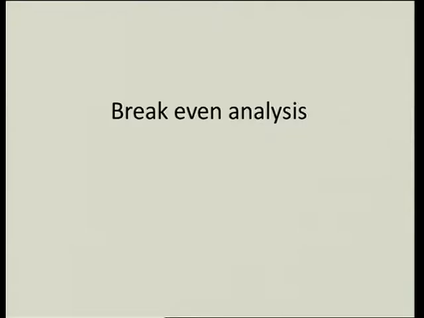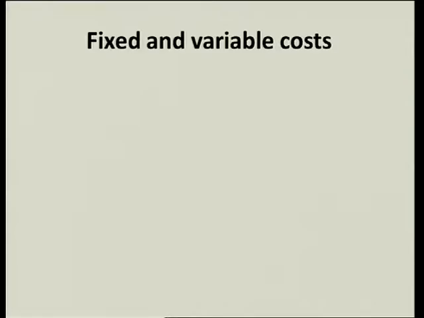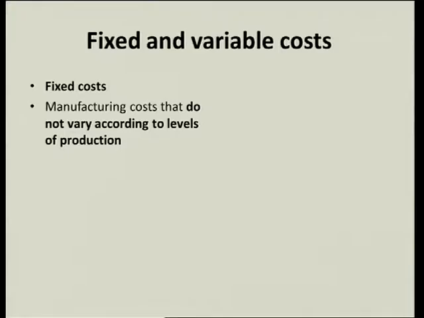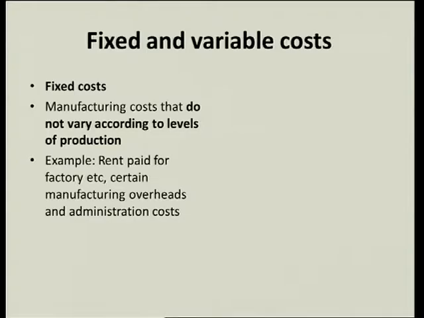Right, break even analysis. Before you can do break even, you have to know the difference between fixed and variable costs. Fixed costs are manufacturing costs that do not vary according to production levels. In other words, if you produce 5 items, the fixed costs stay the same. If you produce 1,000 items, the fixed costs stay the same. Rent is an example, and manufacturing overheads and administrative costs are examples of fixed costs. They stay the same if you produce 5 or if you produce 1,000. Variable costs.